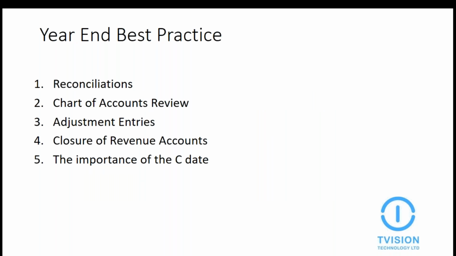So here is the list of the top 5 areas of year-end that we're going to be concentrating on. We chose year-end as the first webinar, as many of you will be doing this now or within the next few months. Although year-end is part of the initial NAV training, it can be a long time afterwards when your actual year-end process takes place. So hopefully this webinar can be used as a refresher guide. So the top 5 things are reconciliations, chart of accounts review, adjustment entries, closure of revenue accounts, and the importance of the C date.